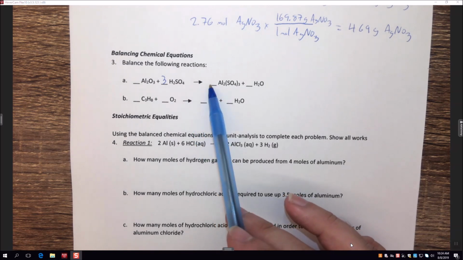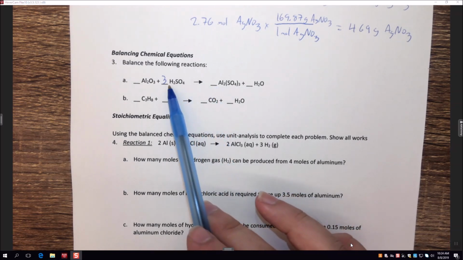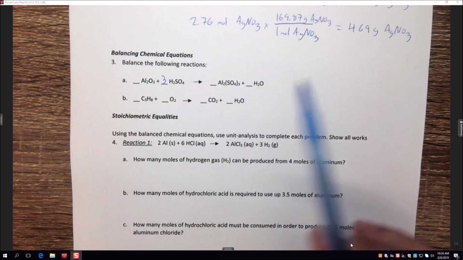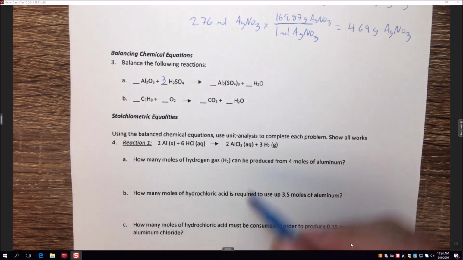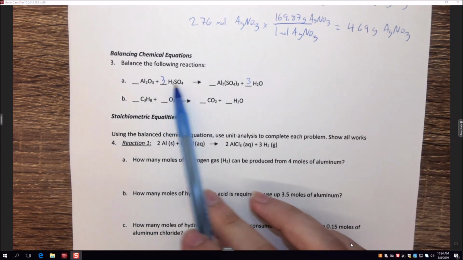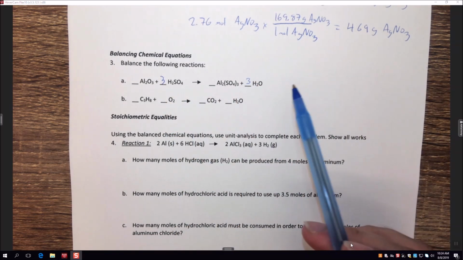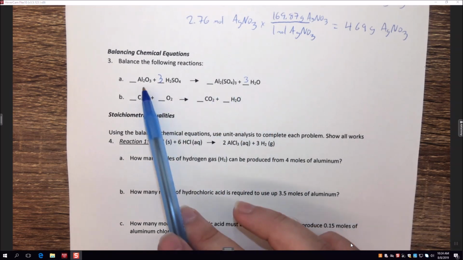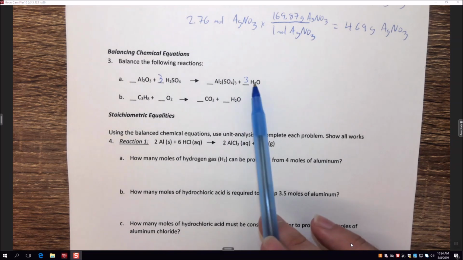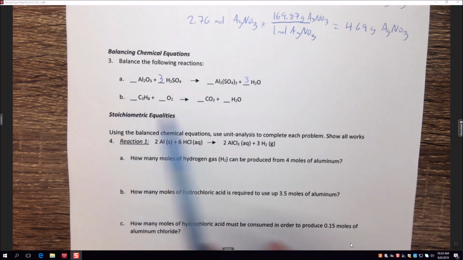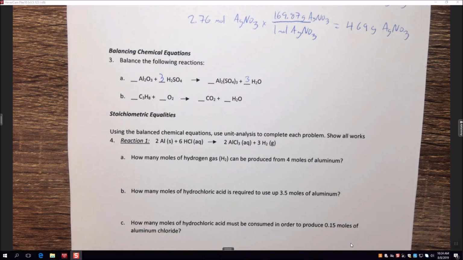So, next we'll check on our hydrogens. On this side we have 6 hydrogens, and on this side we only have 2. Well, in order to get our 2 to become 6, we need to have a 3. So now we have 6 hydrogens and 6 hydrogens. The last thing we need to check, because we didn't change our aluminums, is our oxygens. Well, on the left side we have 3 oxygens, and on the right, thanks to our new 3, we also have 3 oxygens. So this is a balanced chemical equation.